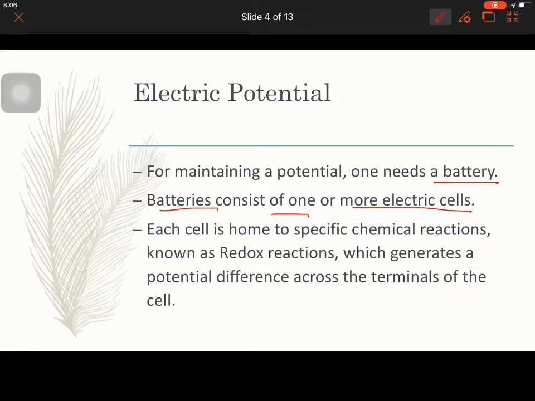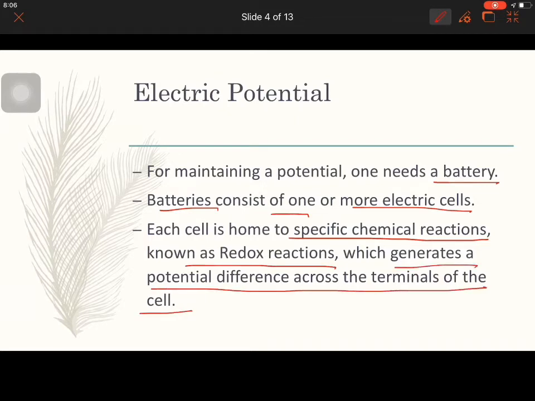We'll be talking about the structure of an electric cell after one or two more slides, but basically, what is an electrical cell? An electrical cell is basically home to specific chemical reactions, known as redox reactions, that generate a potential difference across the terminals of the cell.